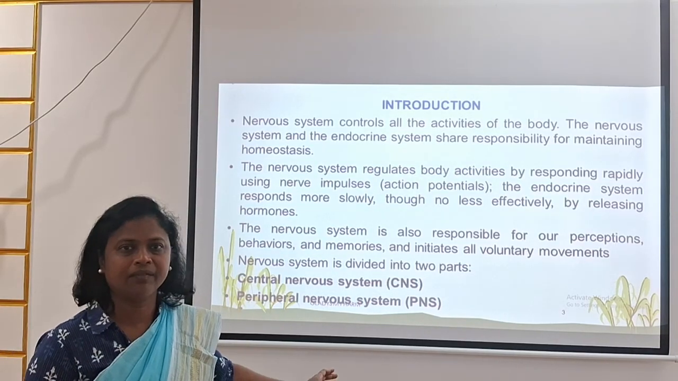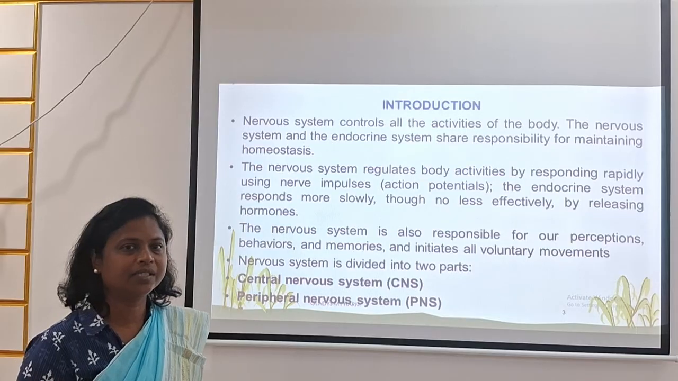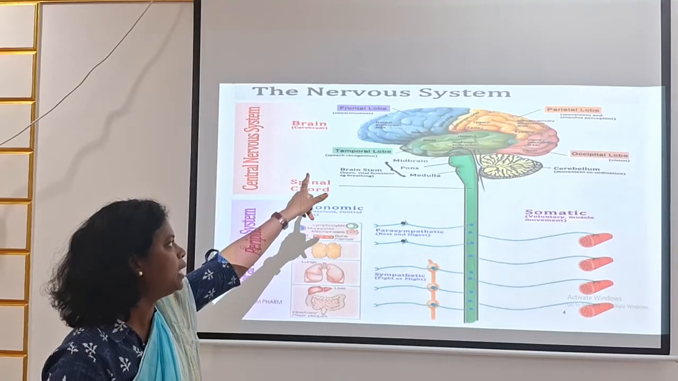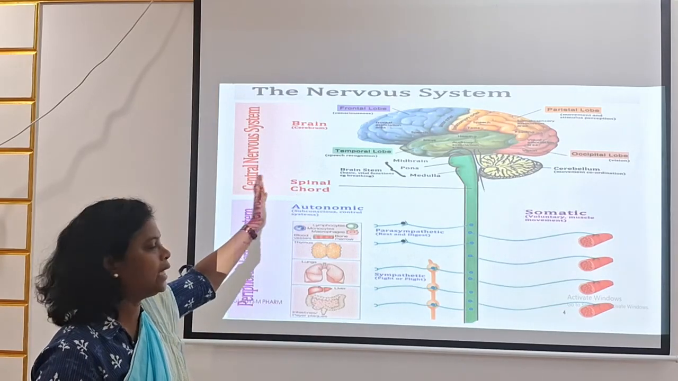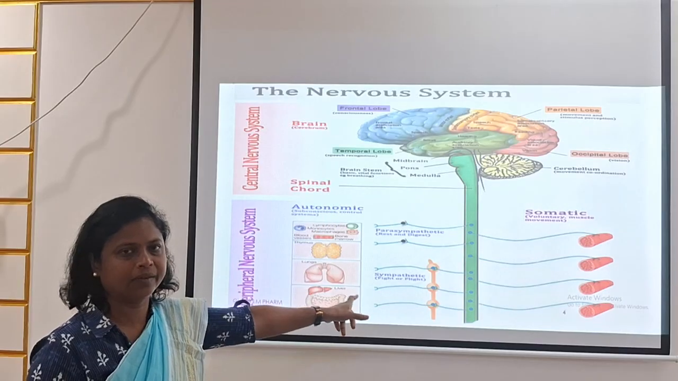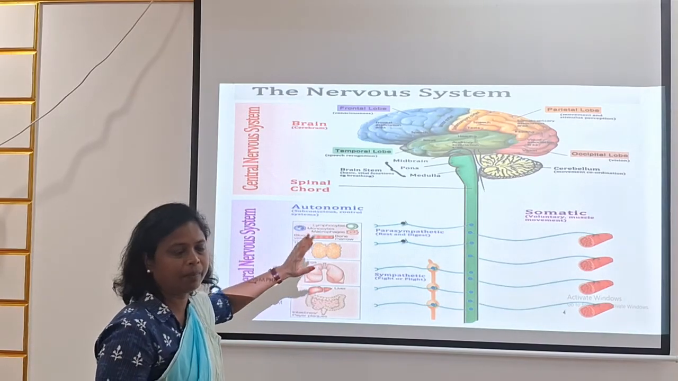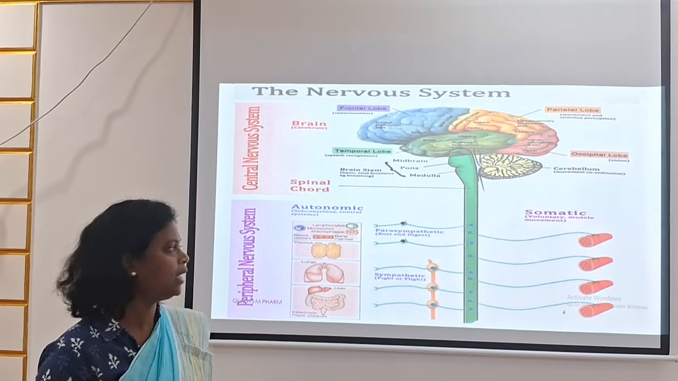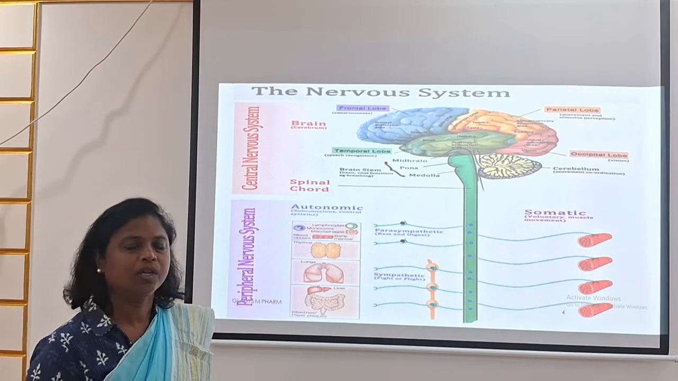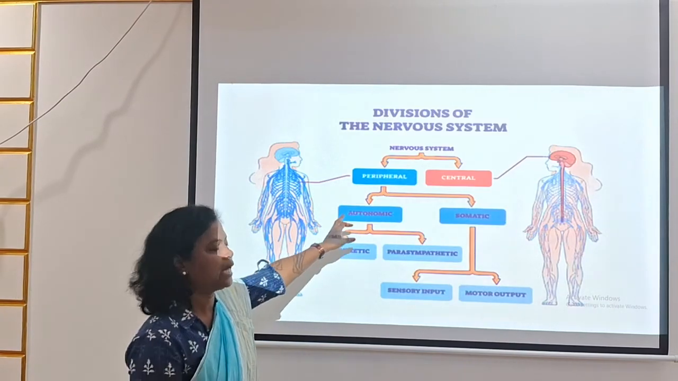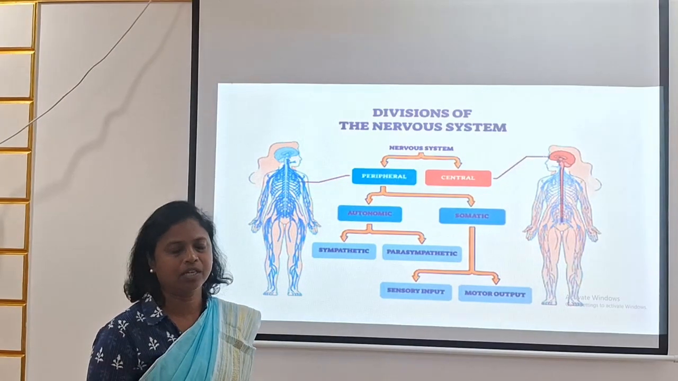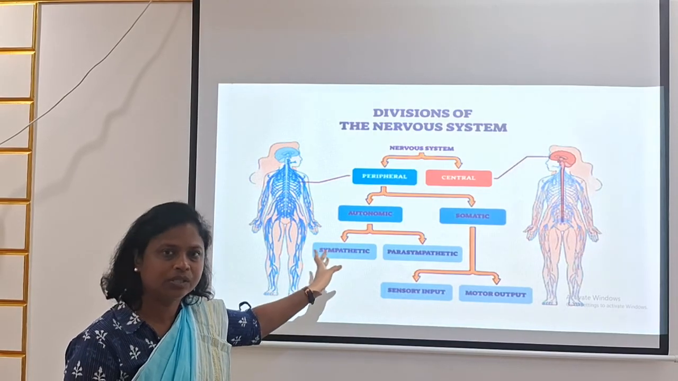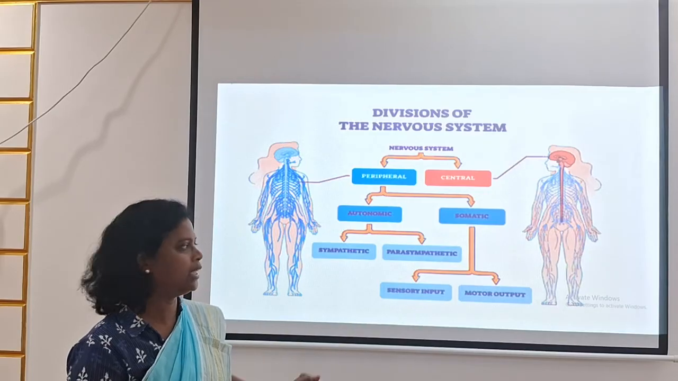And we can classify the nervous system as the central nervous system and peripheral nervous system. In the central nervous system, we are going to cover only the brain and the spinal cord. So the entire brain and the spinal cord come under the central nervous system. In the peripheral nervous system, apart from the brain and the spinal cord, whatever nerves connect the other parts of the body will come under the peripheral nervous system. So the peripheral nervous system will be classified into autonomic nervous system and somatic nervous system. The autonomic nervous system again is classified into sympathetic nervous system and parasympathetic nervous system.